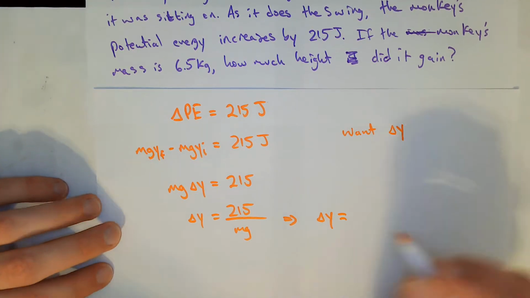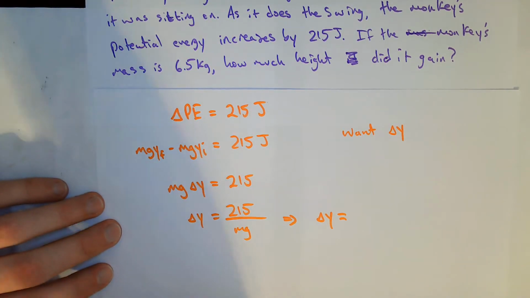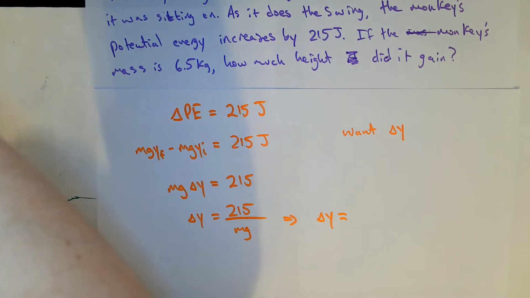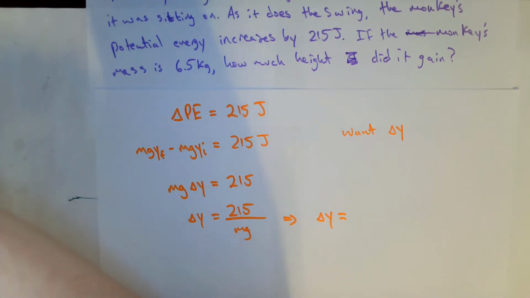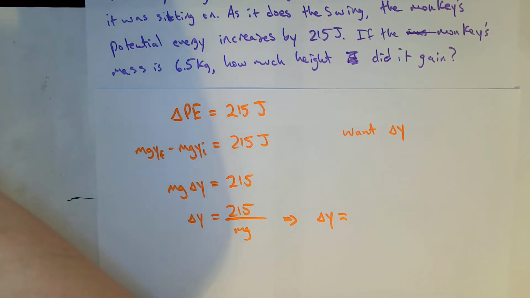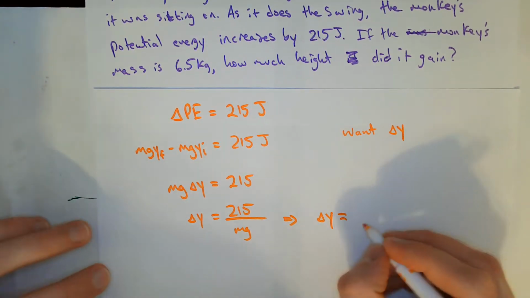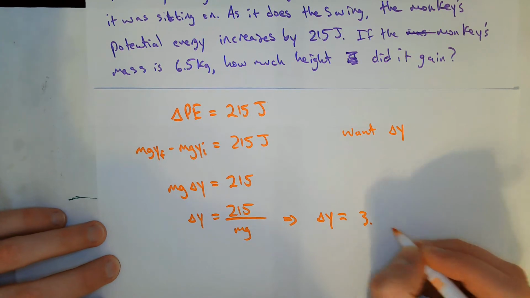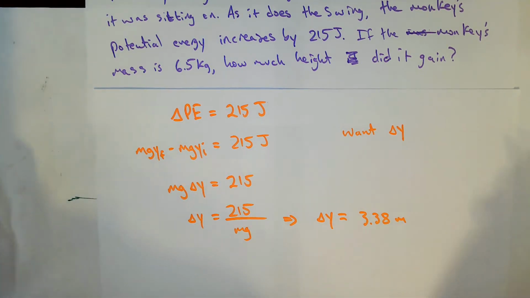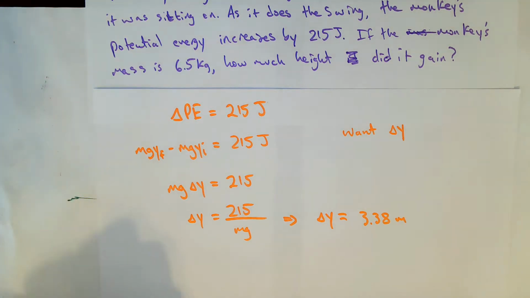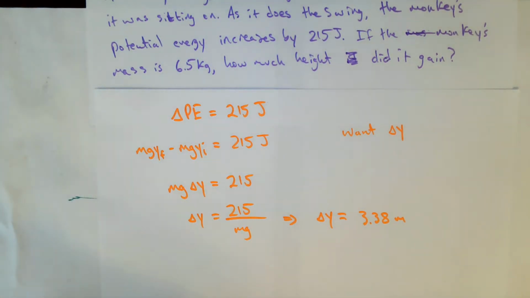So delta y should be 215 divided by, what was the monkey's mass? 6.5 times 9.8, which is going to be 3.38 meters. So that's delta y, and that's what we wanted.